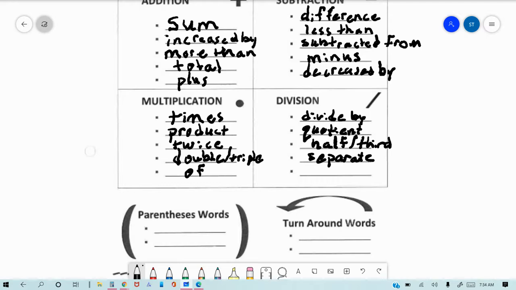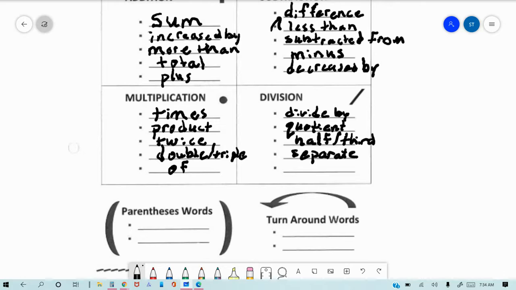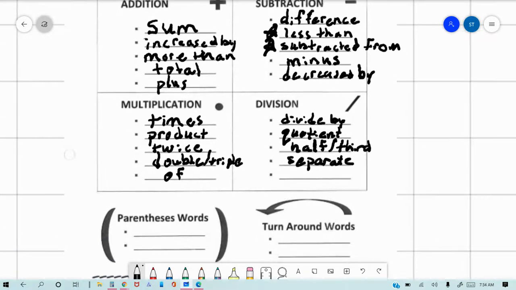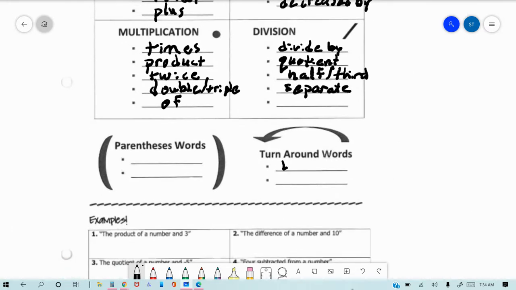Separate. Okay. So some of these words are going to be a little different. So I'm going to put a star next to this one and this one, subtracted, where it's less than and subtracted from, because these are turnaround words, which means that they can be said in the opposite direction. So you're going to turn around what's happening. Okay, so less than is a turnaround word. Okay, and we're going to go over some examples of these here in just a minute. And subtracted from is a turnaround word.